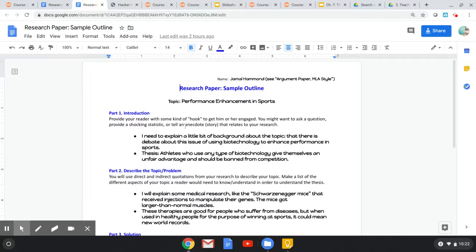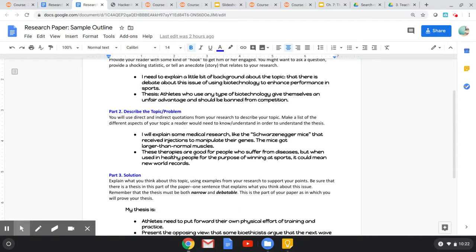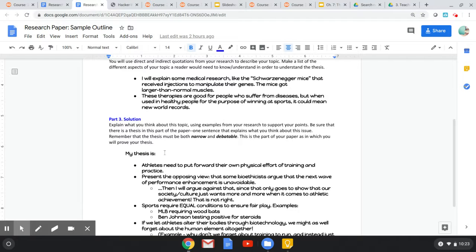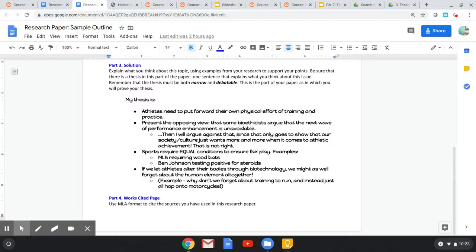get your reader engaged. Part 2, which is to describe the topic or problem, and then there are some examples of elements of the topic and problem that might be described in Part 2. Part 3, which is the solution, and the solution part should include your thesis. And then Part 4, which is the works cited page, and you'll have that completed hopefully by this week.